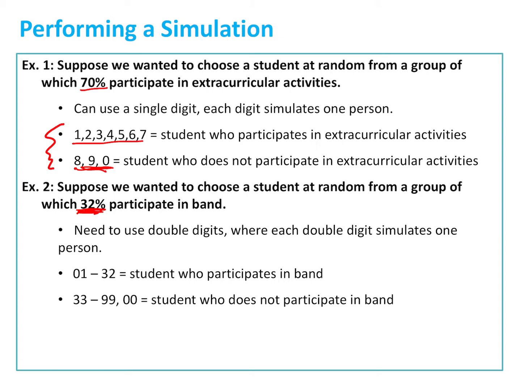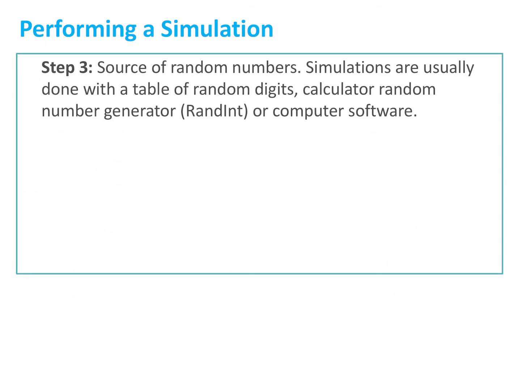You just as easily could have said that 00 through 31 participates in band and 32 through 99 does not. Again, many different ways that you can assign your numbers. As long as you have 32 that participate and the others that do not, then you will be fine when you're assigning your numbers.